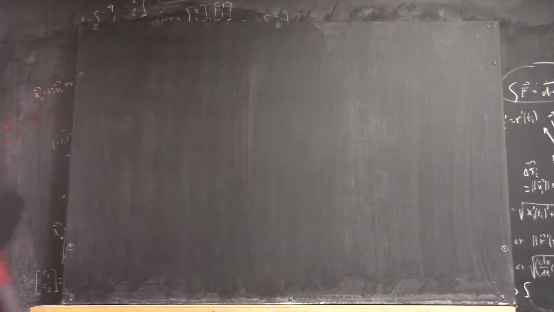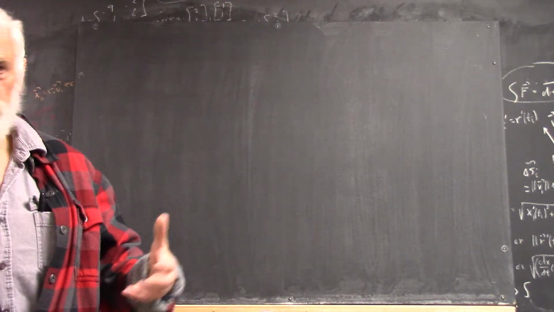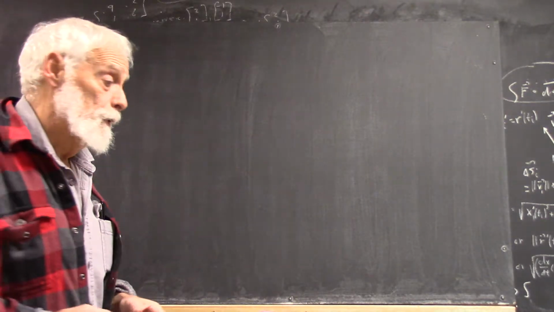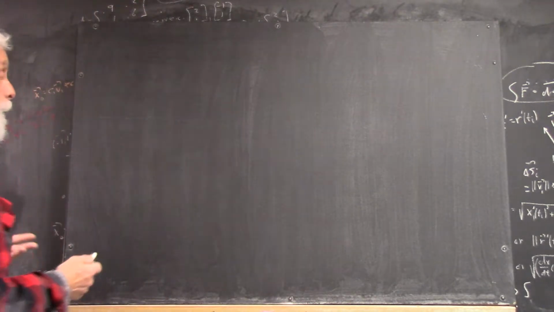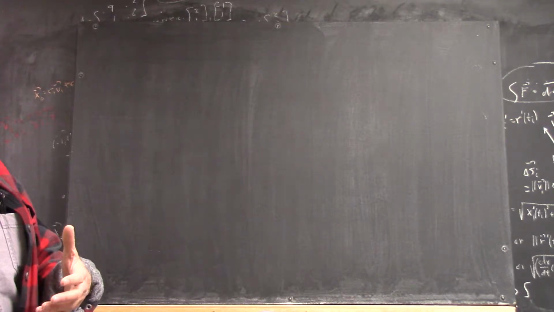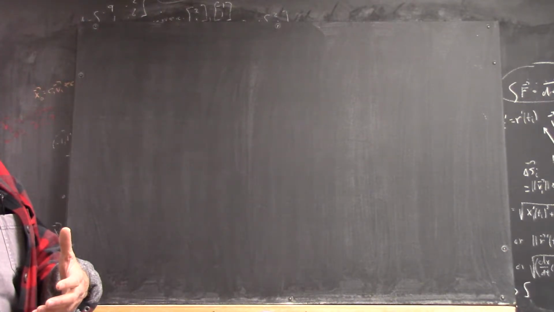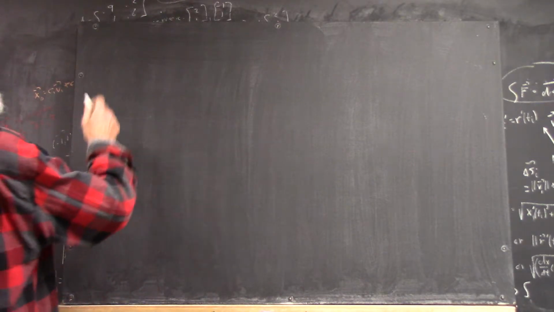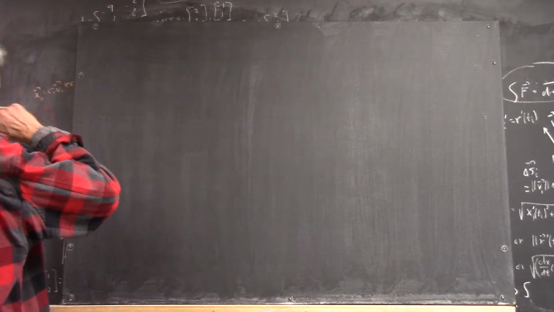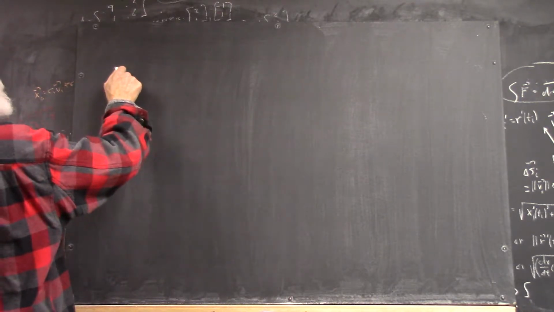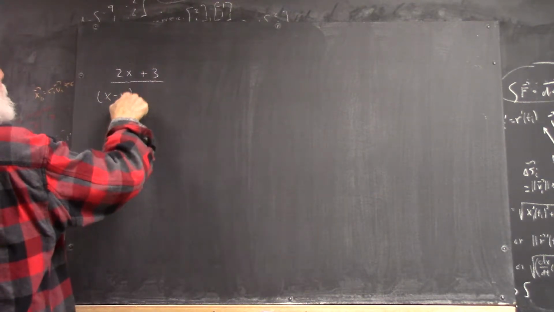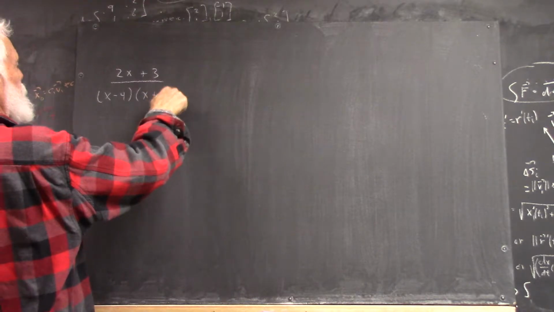Okay, I'm seeing some errors in applying the partial fractions thing, okay? So it really comes down to this. You're okay in doing the arithmetic, and you're okay in getting things in, yeah, okay. Like you've got 2x plus 3 over x minus 4 times x plus 7.